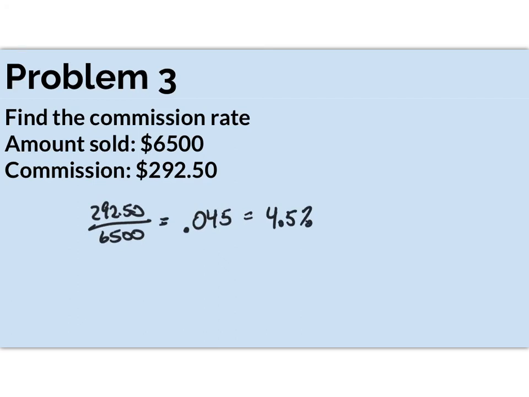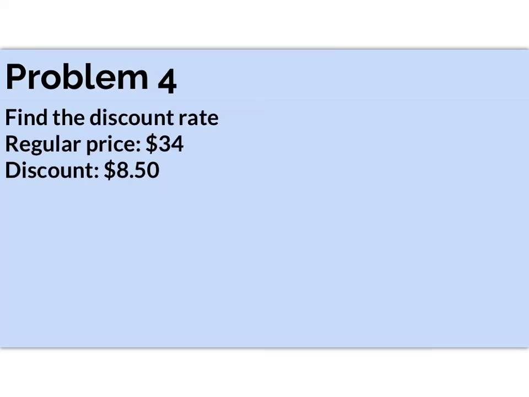So the 6,500 had to go on the bottom because that was the total amount of sales, and the commission is a small portion of that. And that makes sense because 10% is $650, and half of 650 is 375. So 292 is less than 375, so we would expect it to be under 5%. Just doing some quick math in our heads.